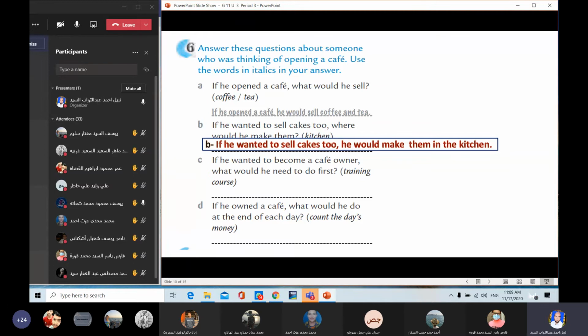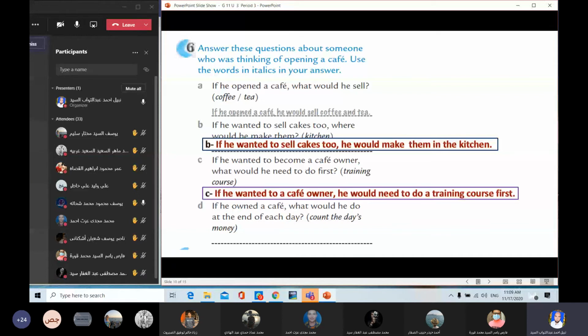If he wanted to become a cafe owner, what would he need to do first? Training course. If he wanted to become a cafe owner, he would need to do the training course first. Yes, thank you. Here, put the word become. I missed the word become. If he wanted to become a cafe owner, he would need to do a training course first. Thank you. Omar Mahmoud. If he owned a cafe, what would he do at the end of each day?